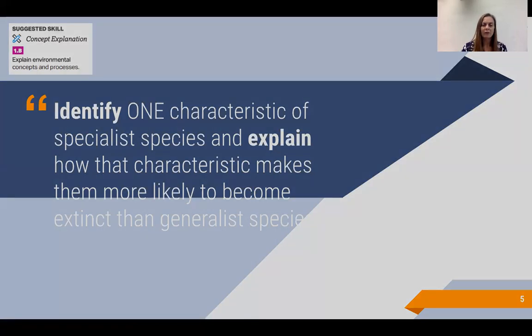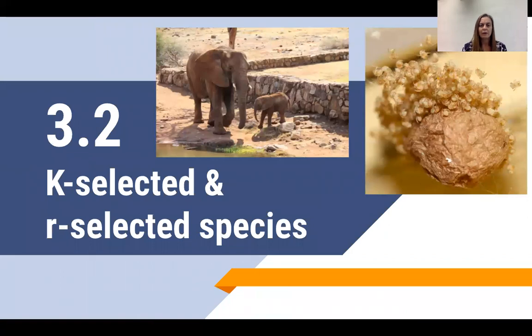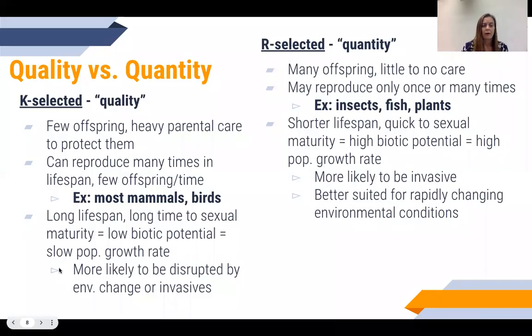All right, so now we're going to move ahead to 3.2, which is where we're going to talk about those life history strategies, or what we could consider reproductive strategies. And we're going to talk about K-selected and R-selected species. So when we talk about K-selected and R-selected, we're really talking about quality versus quantity.